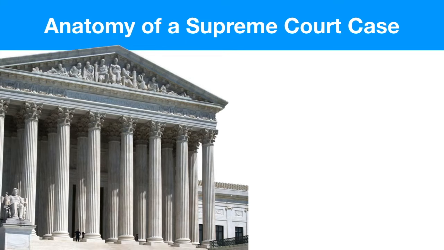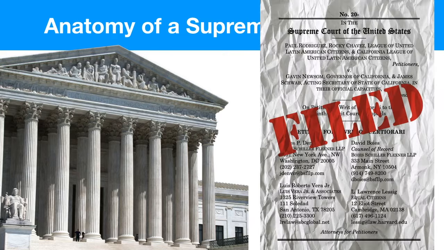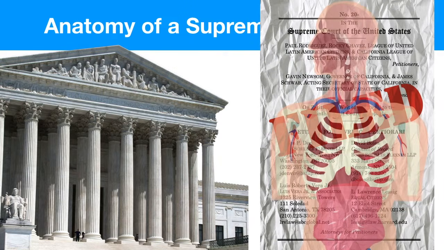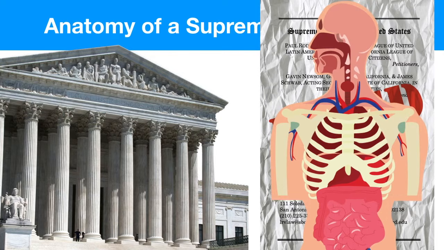So cases that make it to the Supreme Court can get a little bit tricky because there's a lot of moving parts. We are going to be looking at the anatomy of a Supreme Court case and sort of labeling all the parts and pieces so there's no confusion.